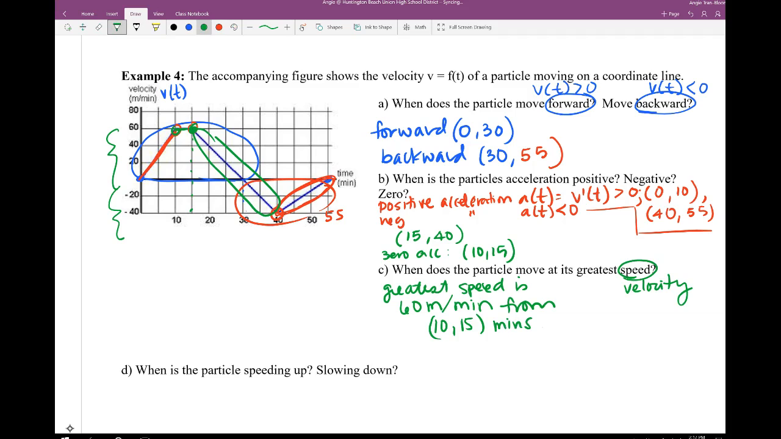That's a long time, okay? So when means I'm really looking for time, okay? When does a particle move at its greatest speed? The greatest speed is 60 meters per minute from 10 to 15 minutes.